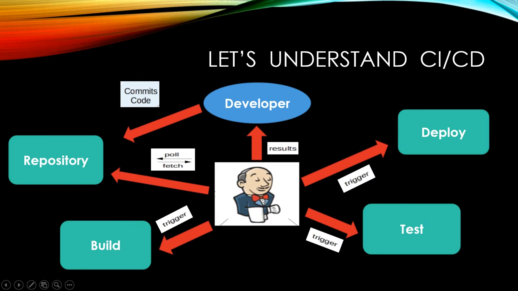This is a simple workflow diagram of how Jenkins works. Let's say you are a developer and you are maintaining your code in some repository. It may be a Git repository, it may be a Bitbucket repository. Here, the Git repository or Bitbucket repository is the SCM, that is called source code management.